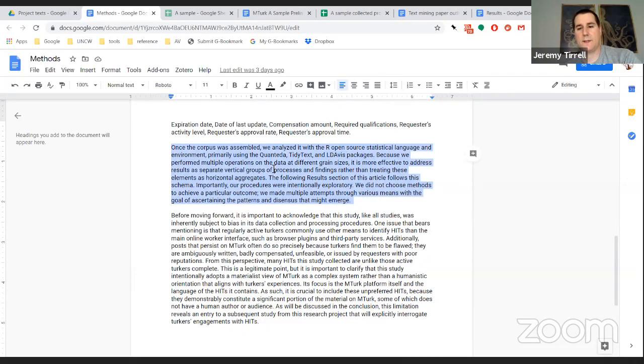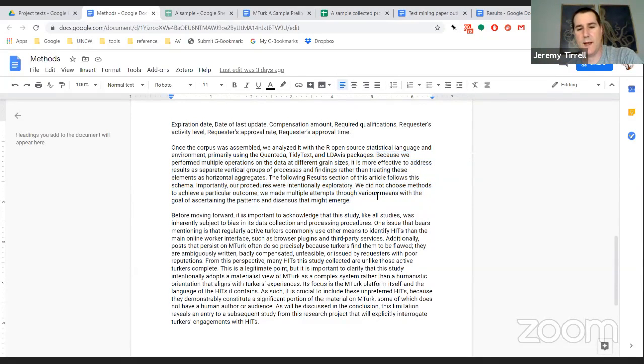And then this explains what we just talked about. Because we perform multiple operations on the data at different grain sizes, it's more effective to address results as separate vertical groups of processes and findings, rather than treating these elements as horizontal aggregates, right? And the following results section of this article follows this schema. So instead of treating this as all of the methods and now all of the results, because it just wouldn't be readable, it treats this as processes, findings, processes, findings, processes, findings. And it is in fact 3 groups.